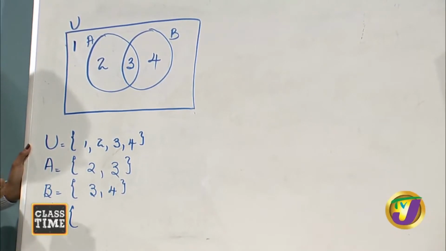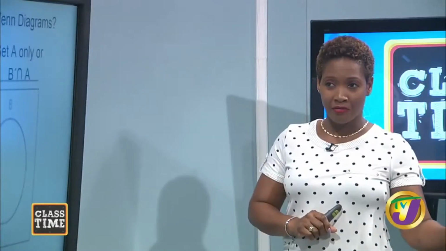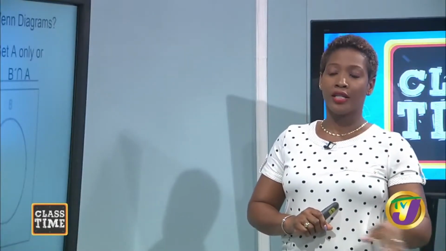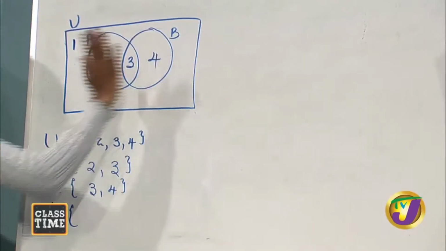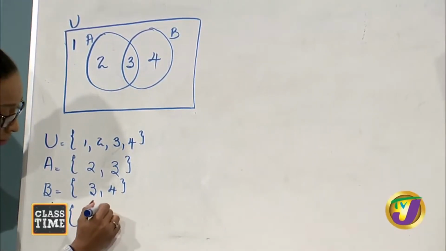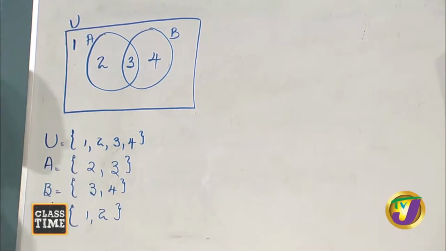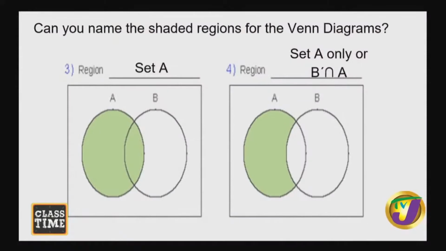Okay, so we had said that B complement is everything that's outside of B. So here I'm covering B. So what is outside would be 1 and 2. All right. Good. But look at this now. You have on your diagram that set A only is shaded. But you're calling it B complement intersect A.